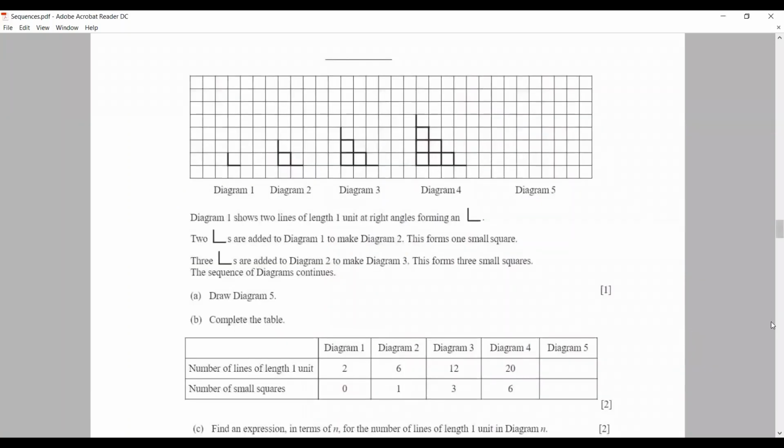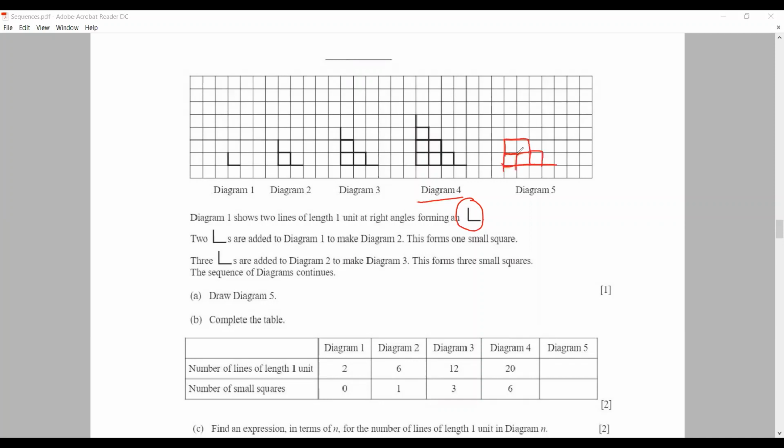This is also a common question. The level of difficulty is moderate, I would say. In the first part, they're asking us to complete this diagram. Each time we draw this L-shaped figure. For diagram 2, we add 2. For 3, we add 3. For 4, we add 4. And for 5, let me go ahead and complete the drawing.